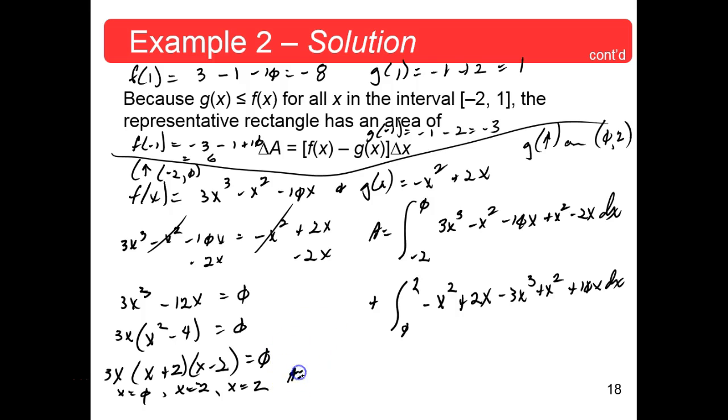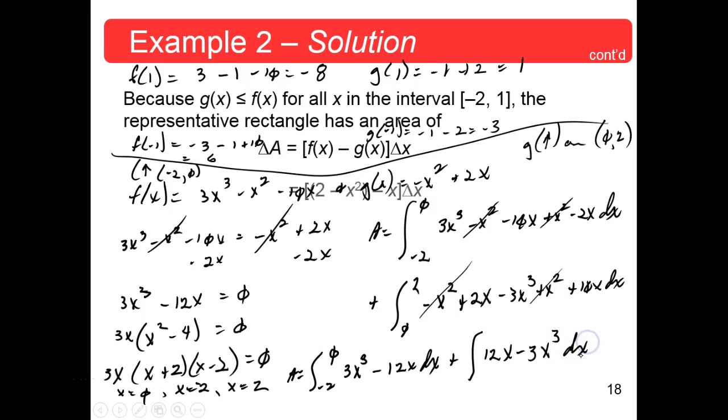So my A is the integral from -2 to 0 of 3x cubed. That's the only one there. These two add to 0. Look at that. And this gives us a minus 12x dx, plus the integral of, minus, add to 0 again. That looks like 12x minus 3x cubed dx. I don't think this is going to be too awfully hard to do the integrals.